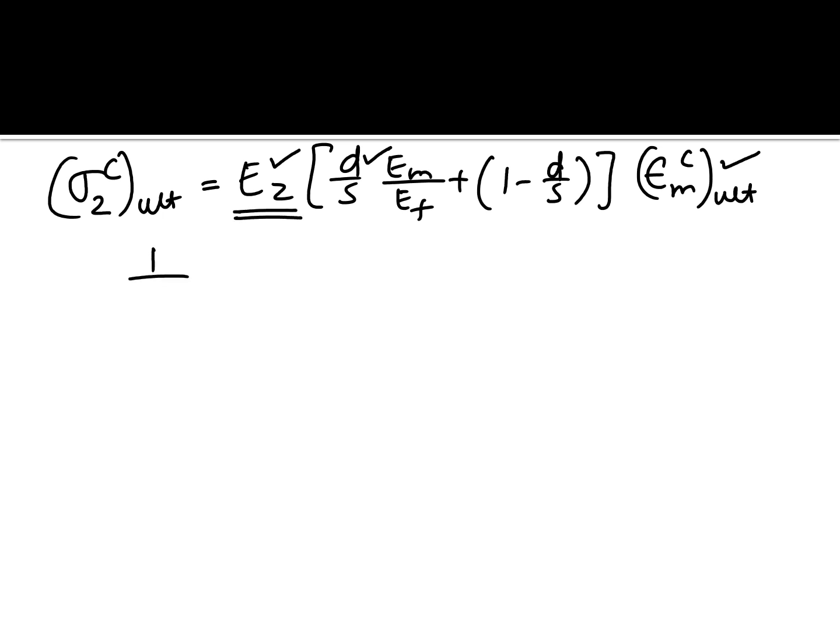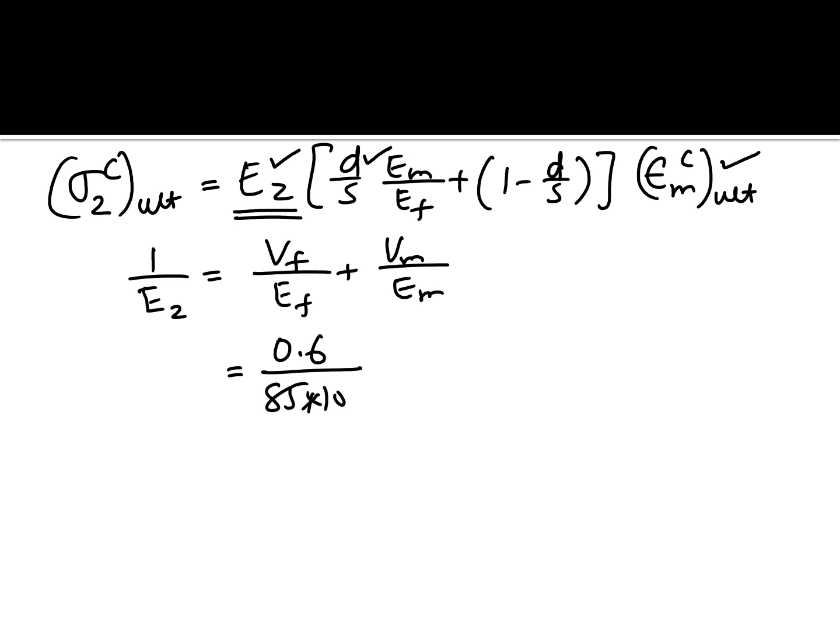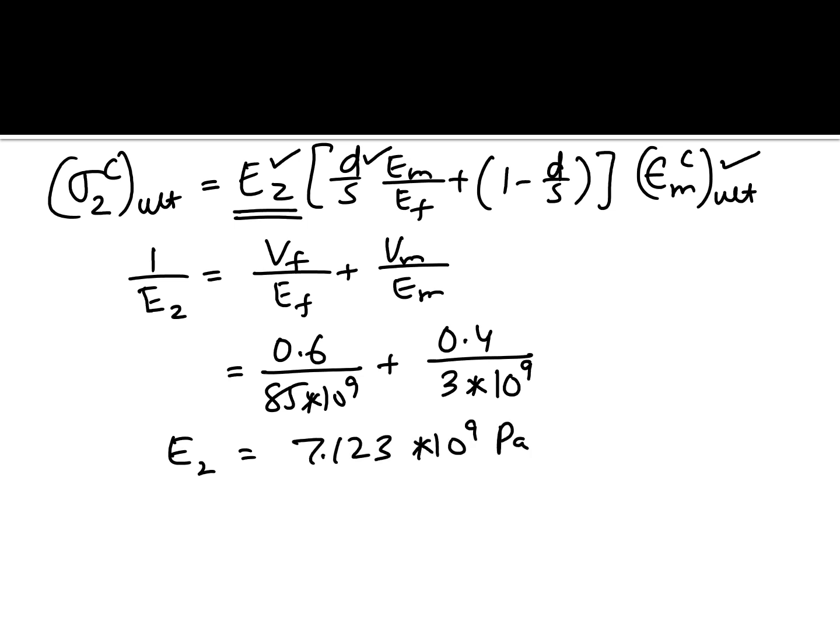What's E2? We'll use the reciprocal formula here. The volume fraction of the fibers is 0.6. The Young's modulus of the fiber is 85 gigapascals. The volume fraction of the matrix is 0.4 because it'll be 1 minus 0.6. And the Young's modulus of the matrix is 3 gigapascals. And that gives us the value of E2 as 7.123 times 10 to the power 9 pascals.